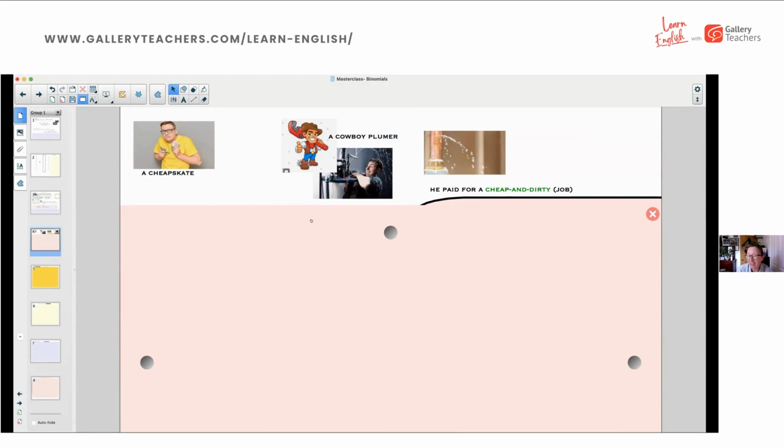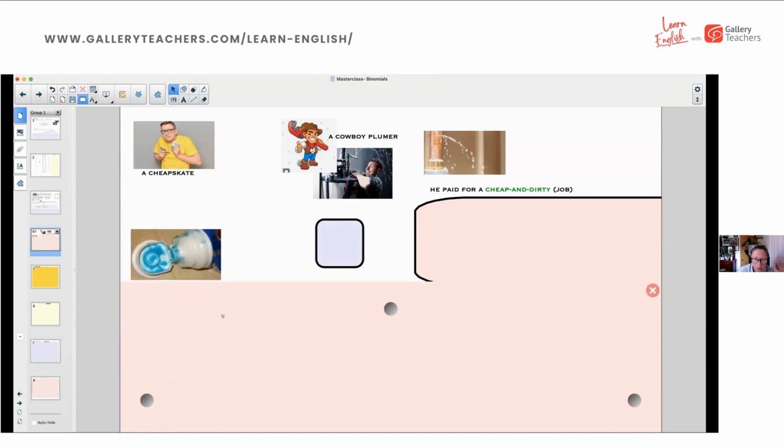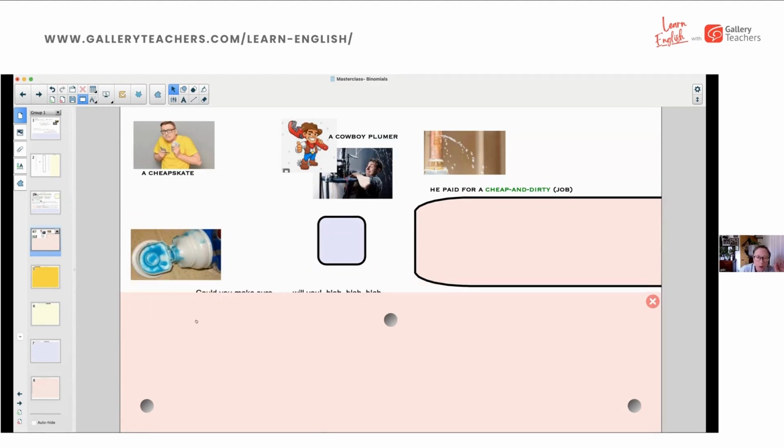So cheap and dirty is a really bad, careless, sloppy job that you do. Now, let's look at another situation. I don't know if you remember this situation, okay? So we have my husband, remember, complaining about this, because that's one of my habits. I never put the lid back on the toothpaste, and he always complains. So he always goes, could you make sure you put the lid back, will you, blah, blah, blah.